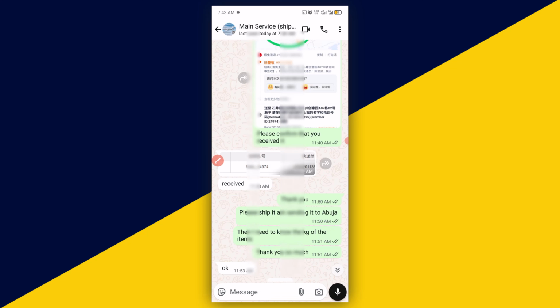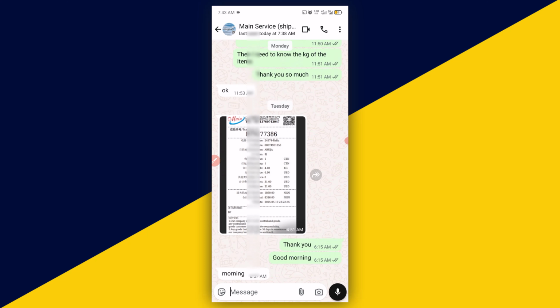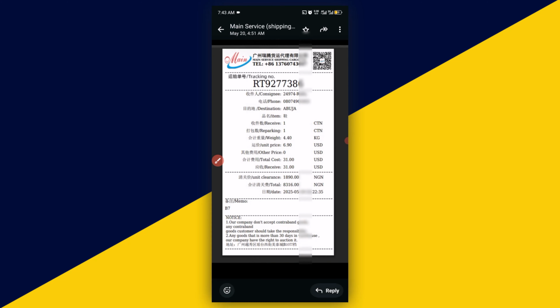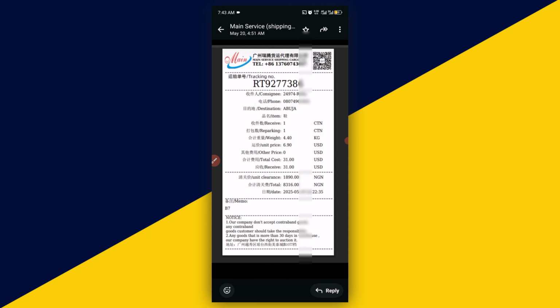Now, when I ask for it, then they say, okay. In the following day, they send me my bill of landing right here. And this is the sample of how your bill of landing looks like. I'm going to click on it, then we all can see it. Now, this depends on the type of the shipping company you use. That will determine how their bill of landing is going to look like.